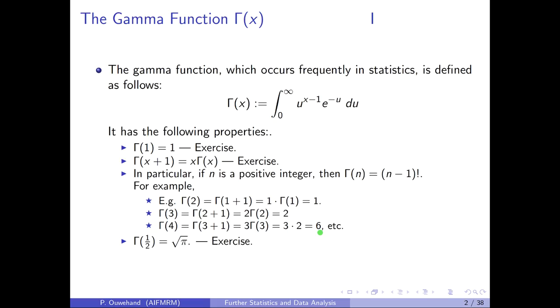So the gamma function is a function which is like the factorial function, but it's defined for all x and not just for positive integers. It can be shown, for example, and this is another exercise, that gamma of a half is equal to the square root of pi. You will use the variance of the normal distribution to prove this fact.